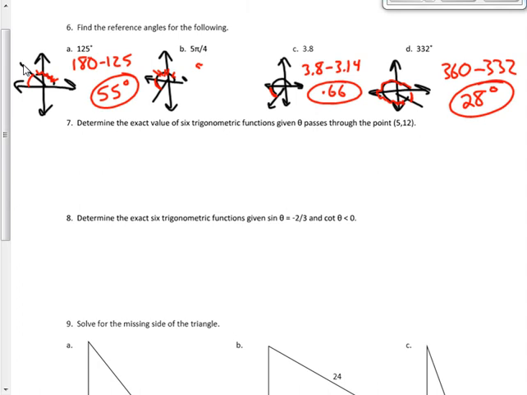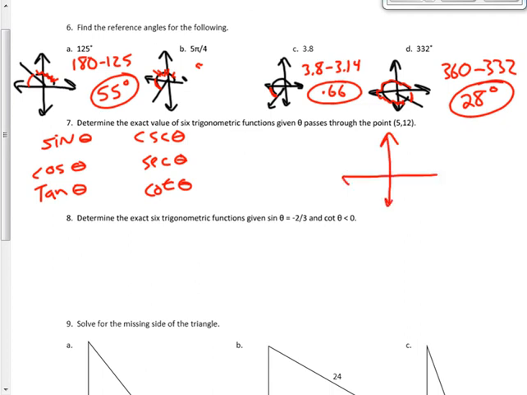The next one, number 7, I'm looking to go through and determine the 6 trig functions. So the 6 trig functions look like that. Given that theta passes through the point 5, 12. So number one thing in trigonometry that you should do is you should draw a picture. Make sure you have a general idea of what this actually looks like. So 5, 12, there's no negatives in there, so I'm over here in quadrant number 1. And I went 5 on the x and 12 on the y. That's this point right here, 5, 12.